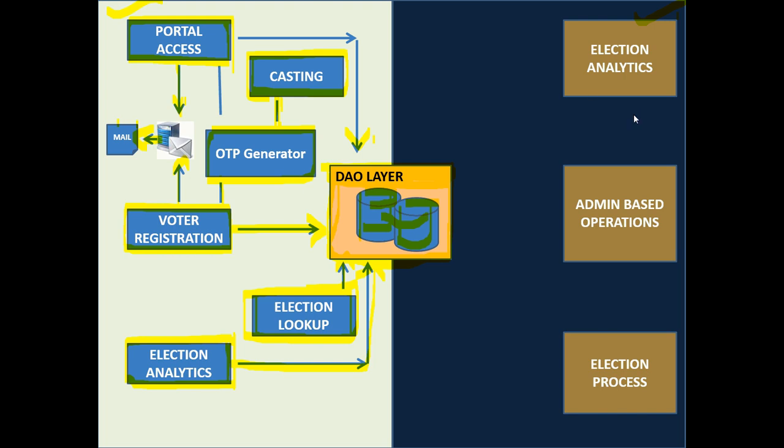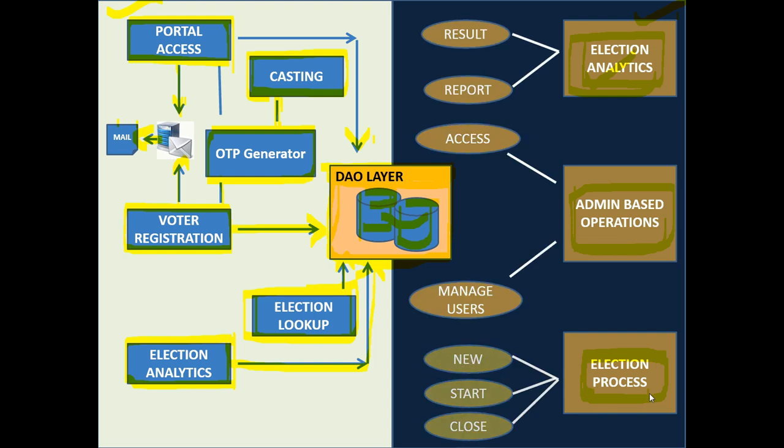Now with the voting server end, there are three major components. One is the election analytics, I mean the results of the elections. One is the admin based operations like approving or rejecting the voter, and another is the election process, like creating the new election, adding the participants, creating the party, like that. So all the three things will require access to the database. So here I have mentioned more about that.